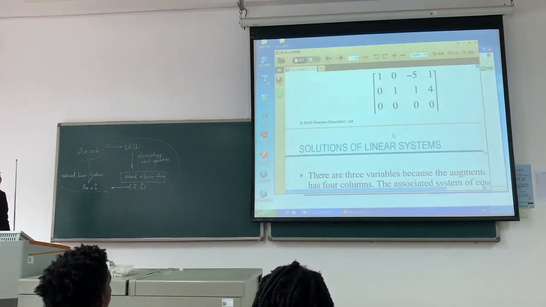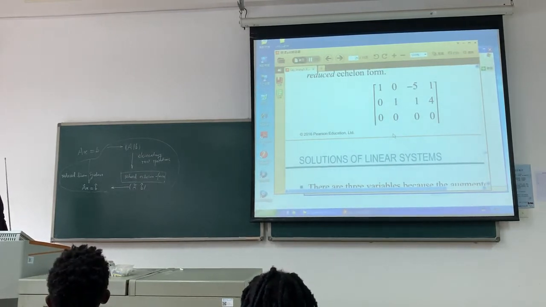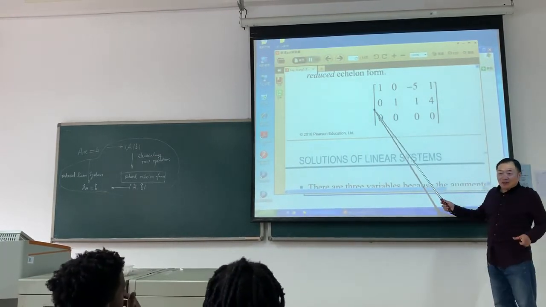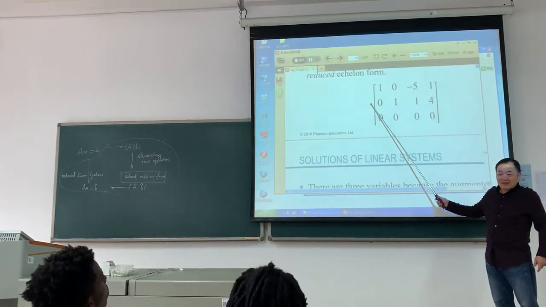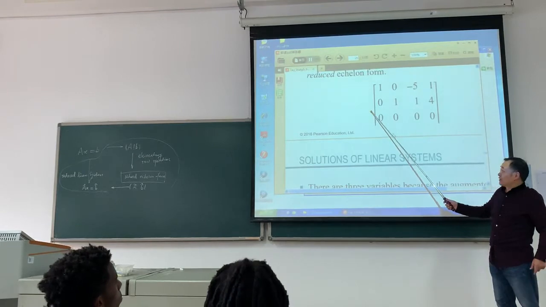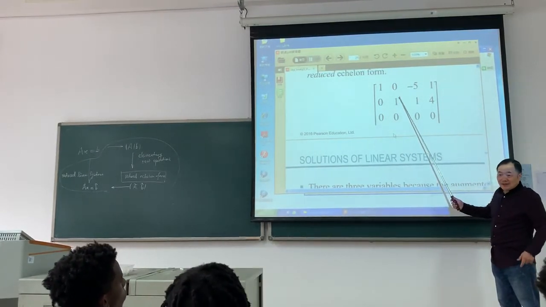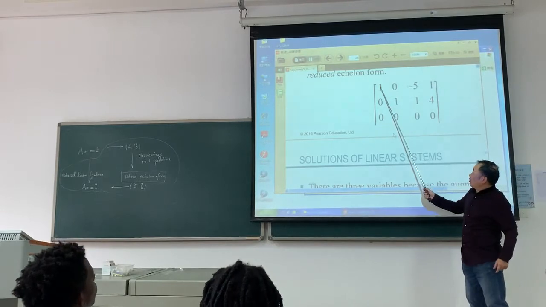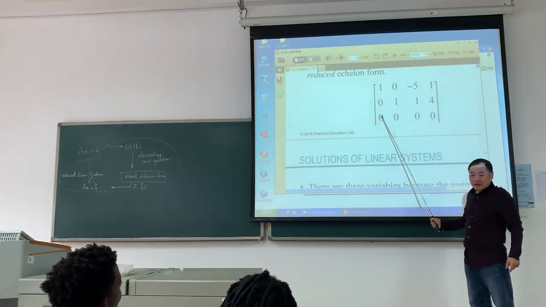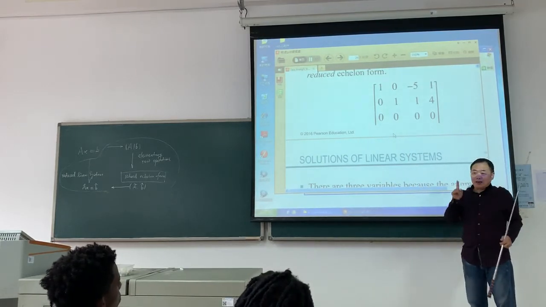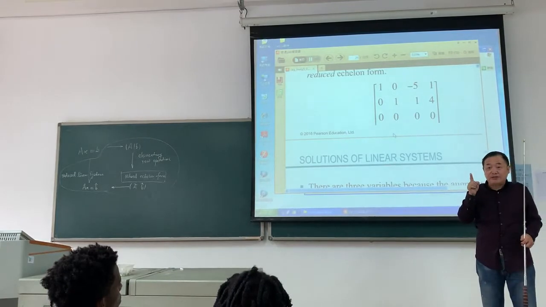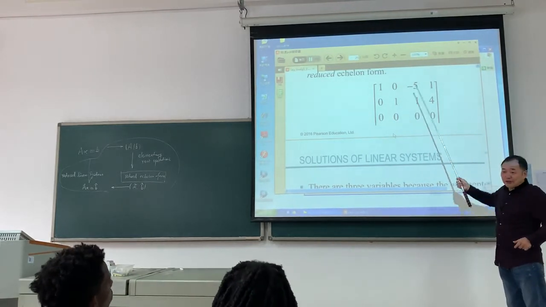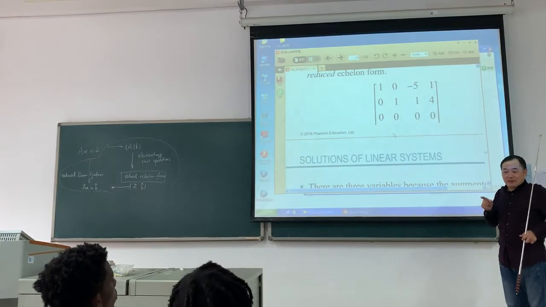Now see here. Last lecture we know this column we call what? Pivot column. Yes. And this is also a pivot column. And for these three entries, these three entries are the coefficients of x1. And these three entries are coefficients of x2.